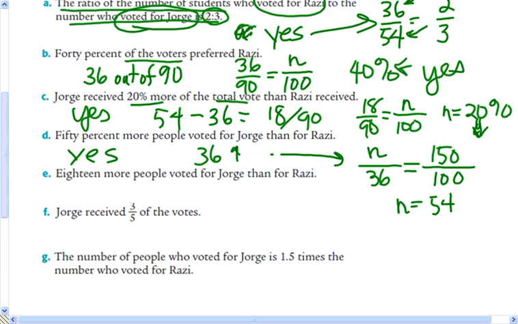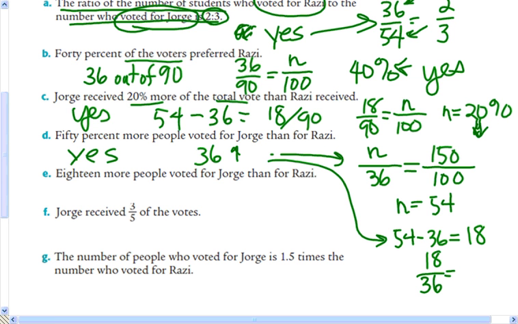Another way we could get that same answer is by thinking about it: Jorge got 54 votes, Razi got 36. If we take 54 minus 36, we see that he got 18 more votes. And if we compare that to how many Razi got, 18 out of 36 is equal to 50%. So 50% more votes. Okay.